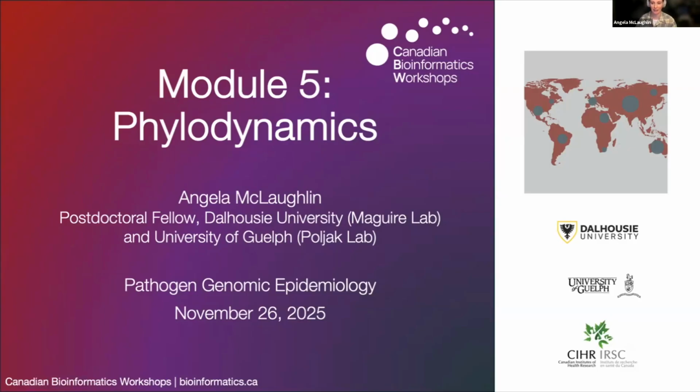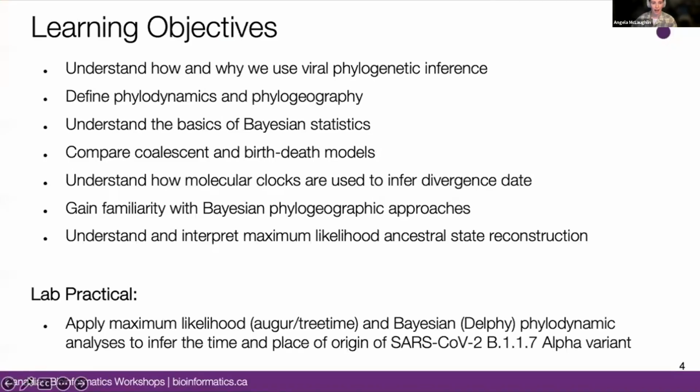Today we'll be discussing phylodynamics. The learning objectives today are to understand how and why we use viral phylogenetic inference. I'm going to be focusing primarily on viruses today. We'll define phylodynamics and phylogeography. It's important that we understand the basics of Bayesian statistics, and within that, comparing the coalescent and birth death processes. We'll discuss, and I want you to understand how molecular clocks are used to infer divergent states and convert trees to time trees.